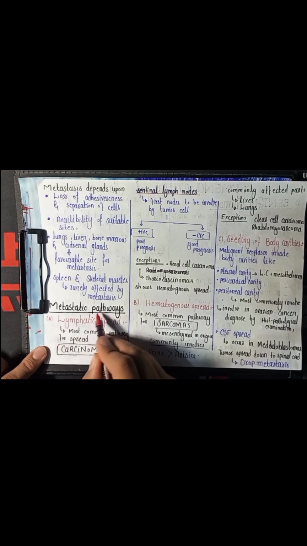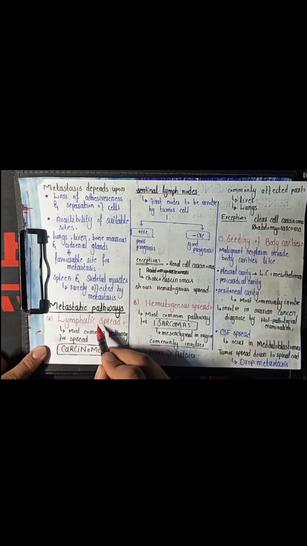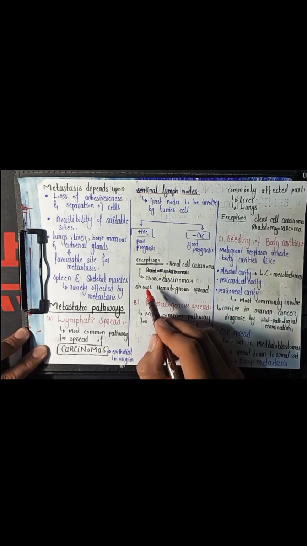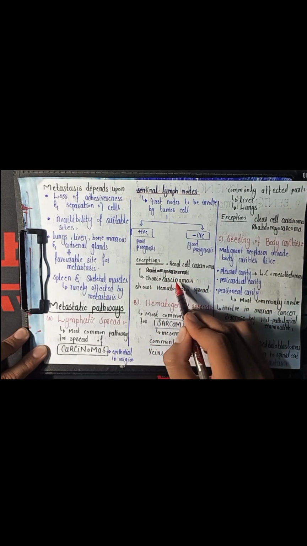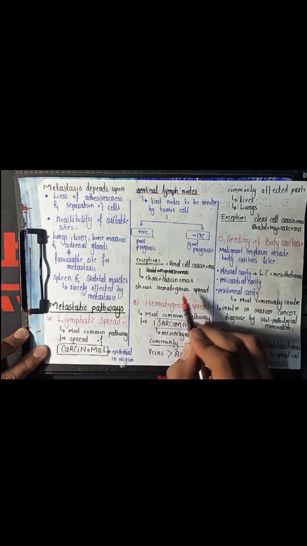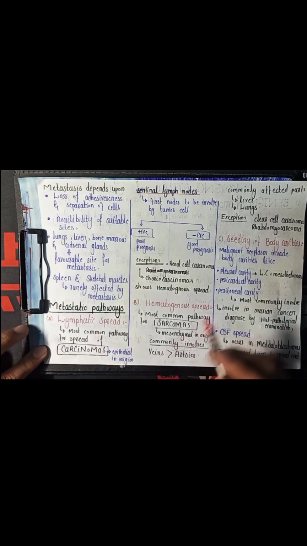Let's talk about the metastatic pathways. The first one is lymphatic spread. The lymphatics are the commonest pathway for the spread of carcinomas, and carcinomas are malignant tumors that are epithelial in origin. It means that most carcinomas spread to the lymphatics, but there are certain exceptions like renal cell carcinoma and choriocarcinoma, which are carcinomas but show hematogenous spread, meaning that they spread to the blood instead of the lymphatics.